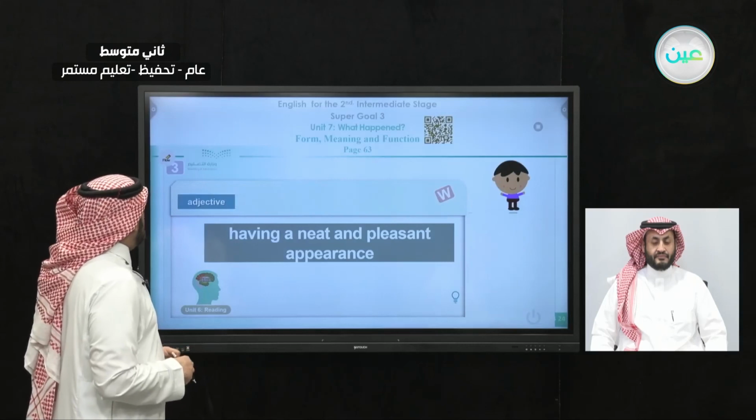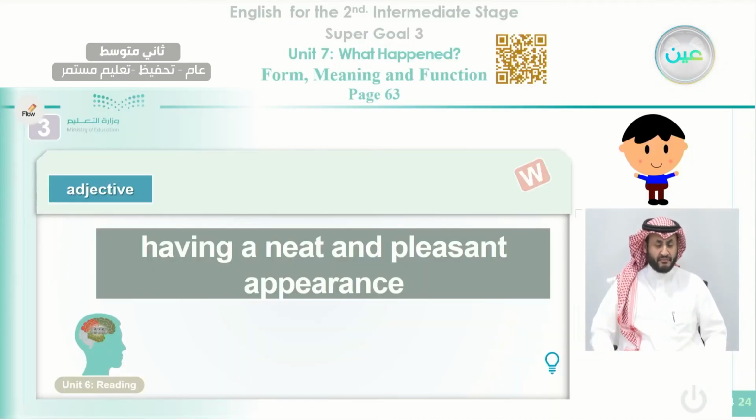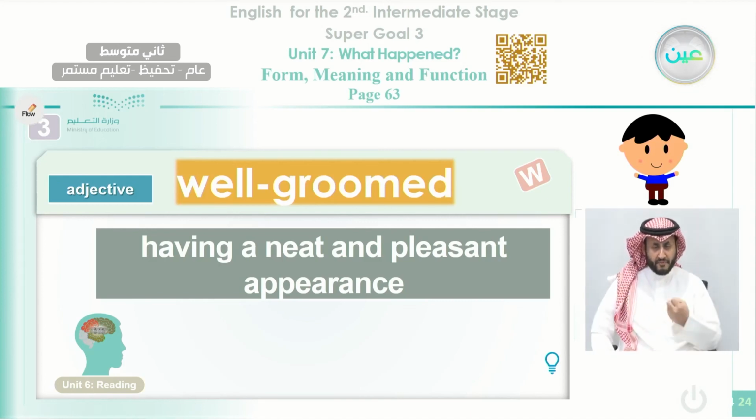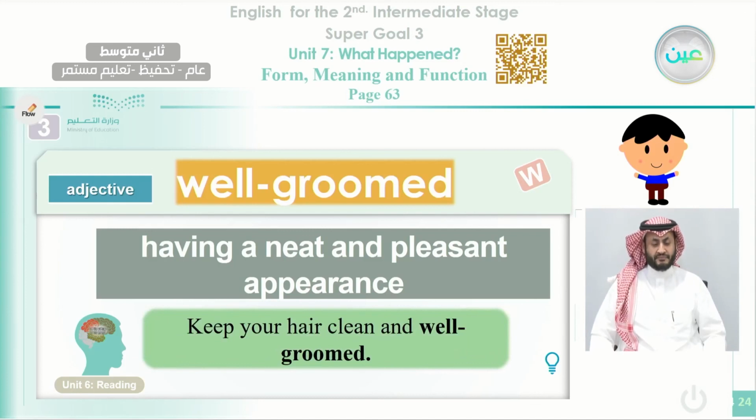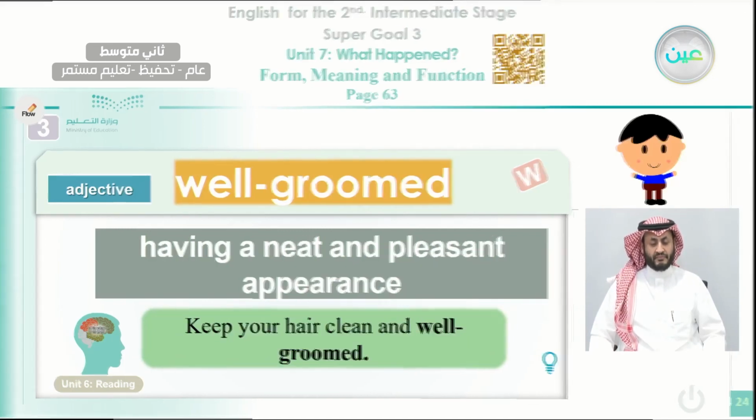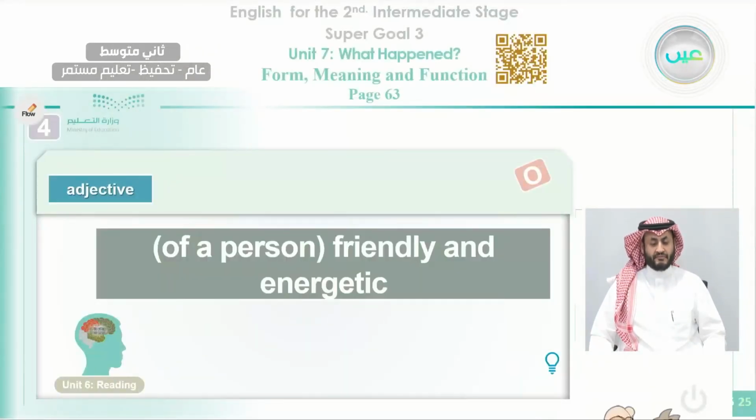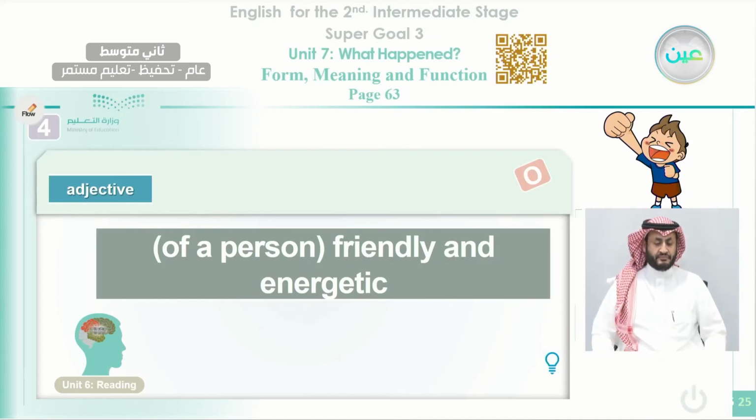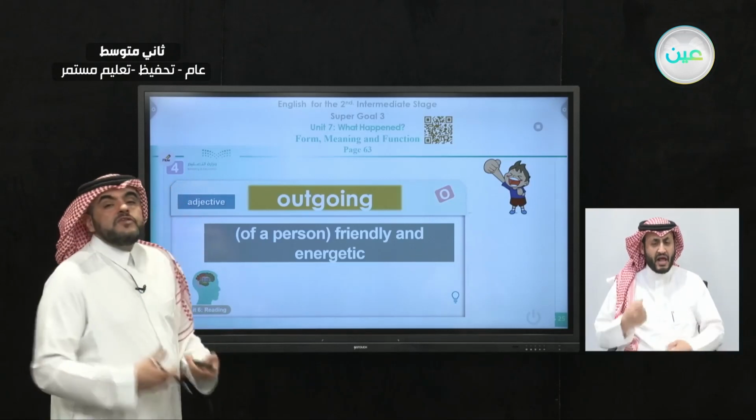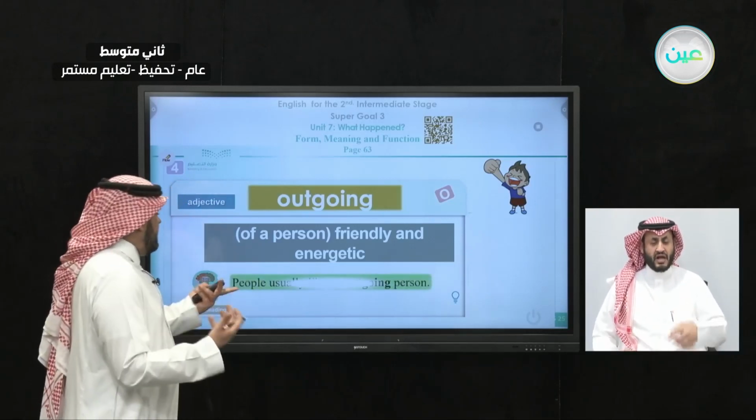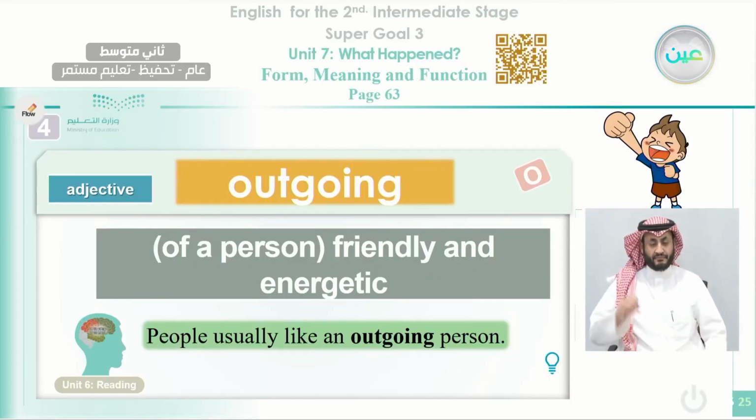Okay, here also we talk about an adjective, having a neat and pleasant appearance. Okay, you need to have good appearance. That means "well groomed". Let's read the example here. "Keep your hair clean and well groomed." And the last word here we have is of a person, friendly and energetic. If you are friendly and energetic, that means you are an "outgoing" person. And the advice here, people usually like outgoing people. And if you are an outgoing person, that means you are cool.